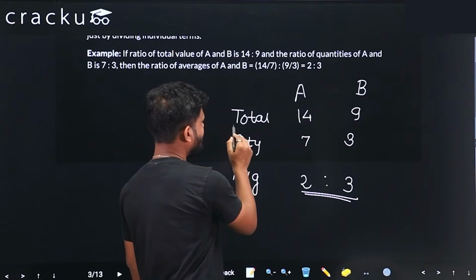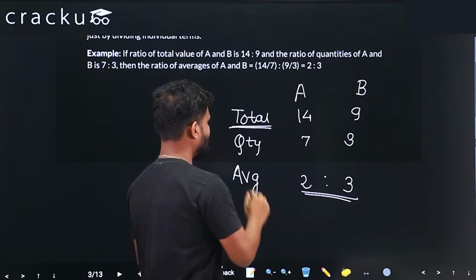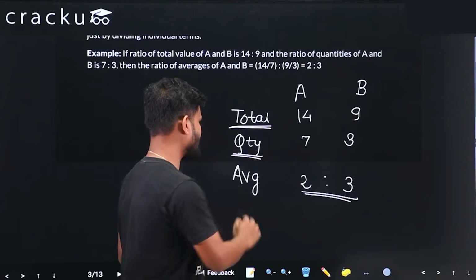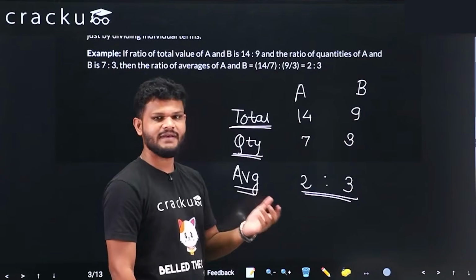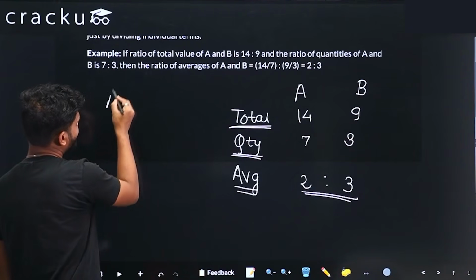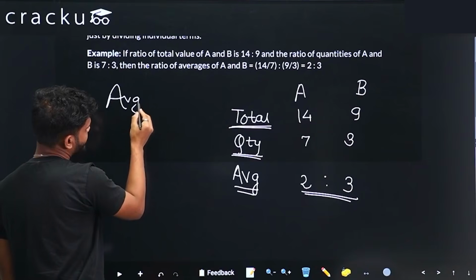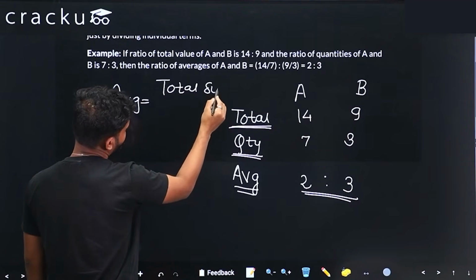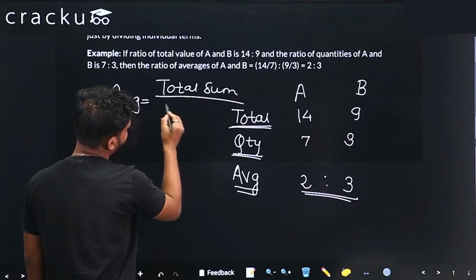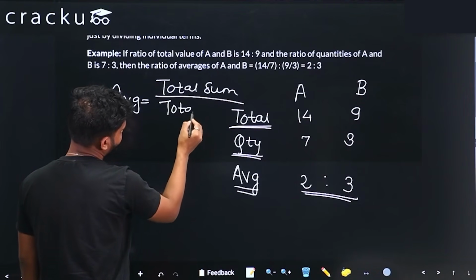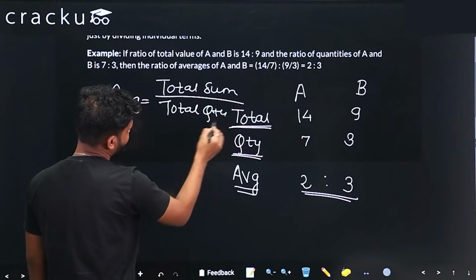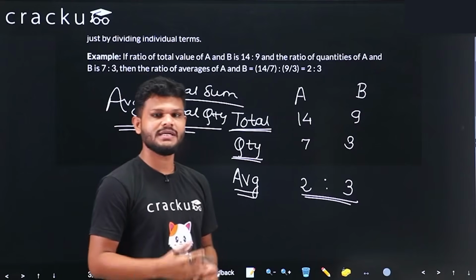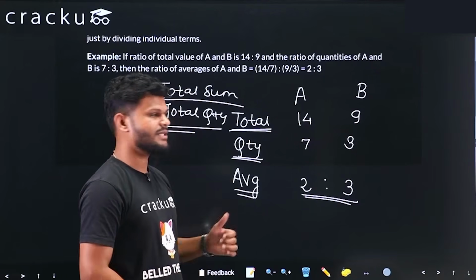What we did was get the ratio of total sum, then the ratio of total quantities, and we simply divided total by the quantities to get the ratio of averages. This is a very basic thing, because average is equal to total sum divided by total quantity. This is the basic formula of averages which we are using in this trick. So let us solve an example based on this one.